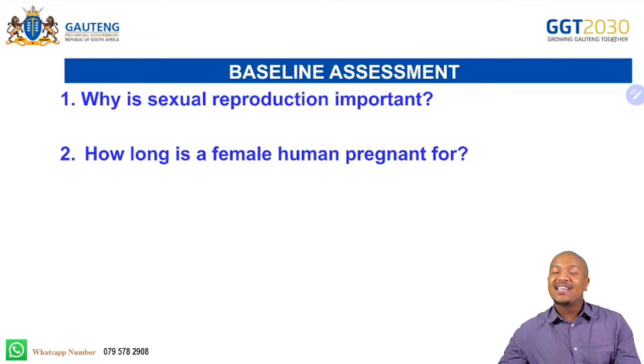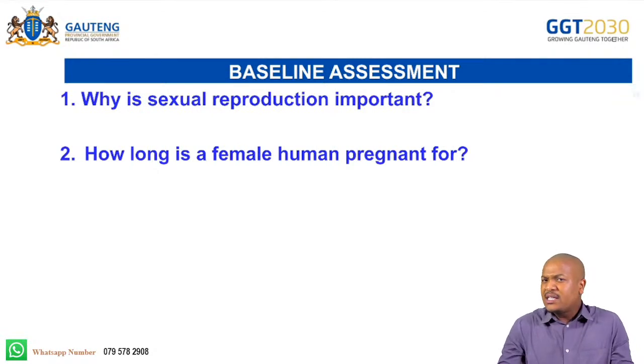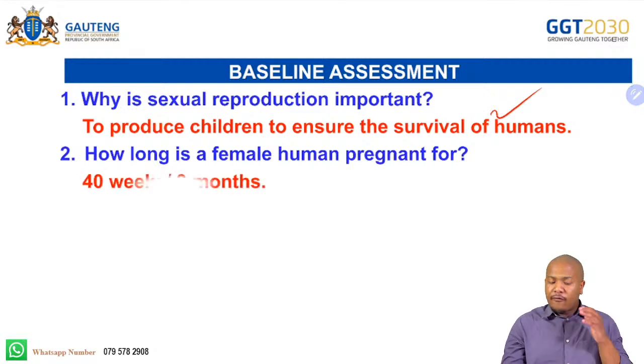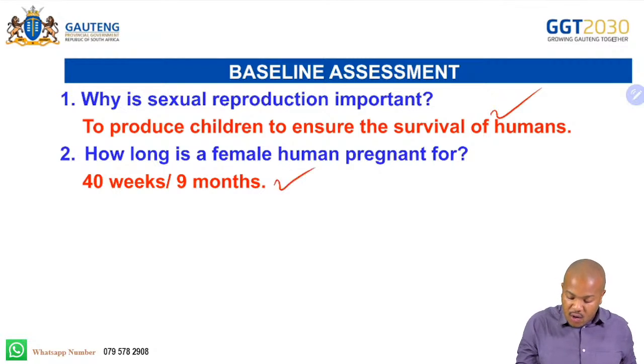Welcome back, grade 9s. Now let's look at the solutions together. Number 1 was: why is sexual reproduction so important? Sexual reproduction is important so that you are able to produce offspring, to produce children and to ensure the survival of humans. So you give yourself a tick. Number 2: how long is a female human pregnant for? About 40 weeks or 9 months.